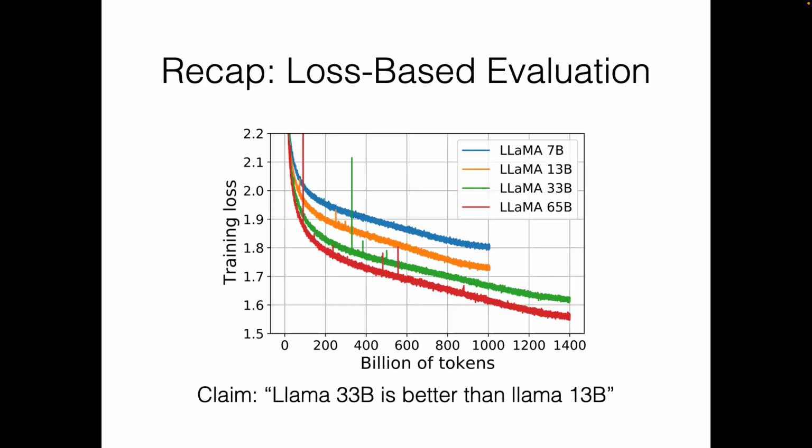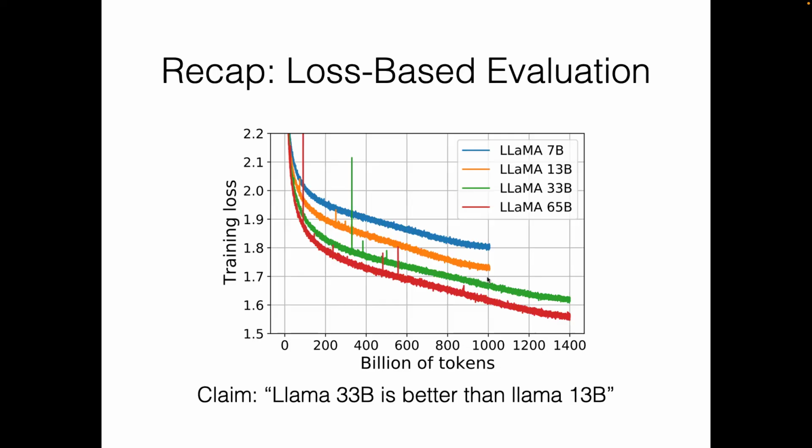And so let's say that we had this claim, and we want to claim that llama 33b is better than llama 13b. Now, this is just looking at training loss. And here it looks, based on this, pretty clear that this llama 33b is better than llama 13b, right? Because lower loss is better, and maybe let's look at a fixed number of training tokens. This is better than this. But the question is, what does better actually mean?